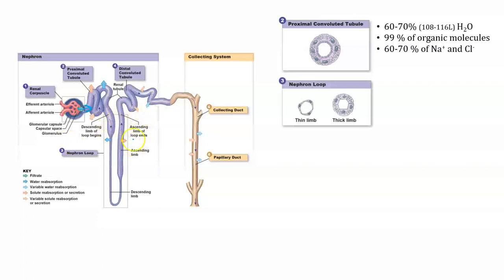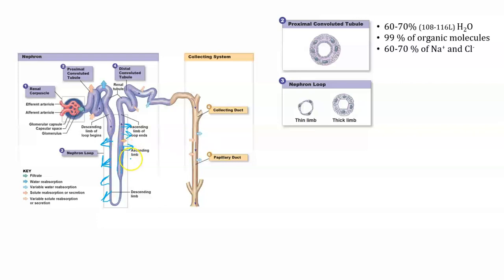And the nephron loop has got two different parts to it. There's a thin limb, which is shown here. So this would be the thin descending limb. This would be the thin ascending limb. And then this would be the thick ascending limb. And the thin limb is permeable to water, but nothing else. So water is free to leave out of here. And then the thick limb is actually impermeable to water, but there's a lot of transport proteins here that are going to pump out sodium, and also chlorine.